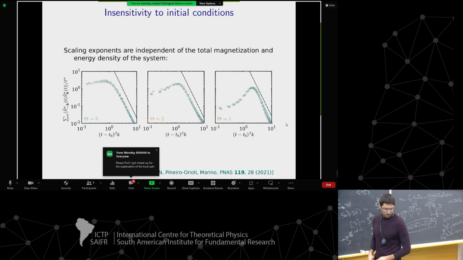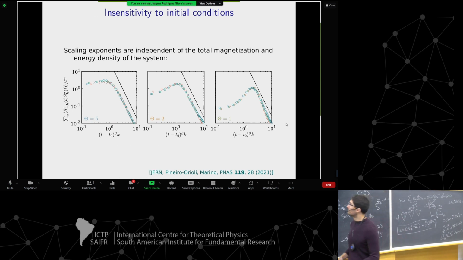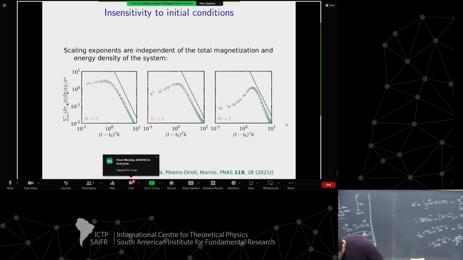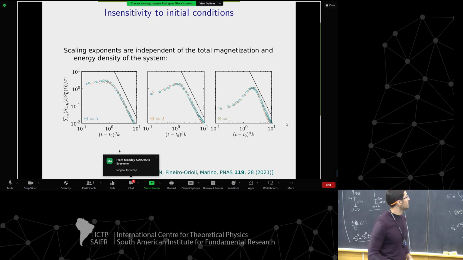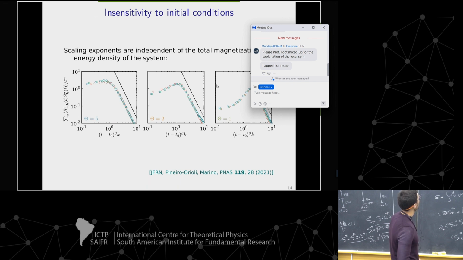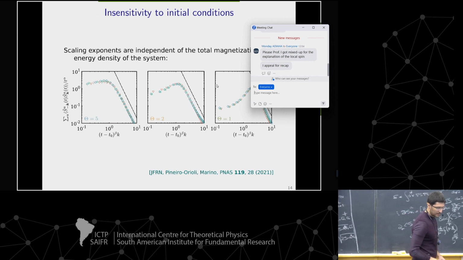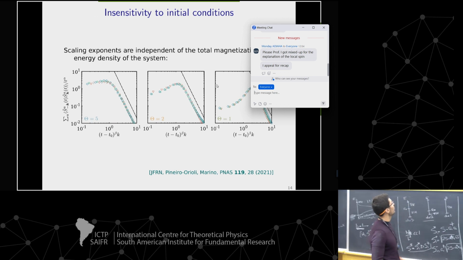Can anyone read the full question? For the local spin. I don't know which, so maybe you can elaborate on the question. What do you mean by local spin?